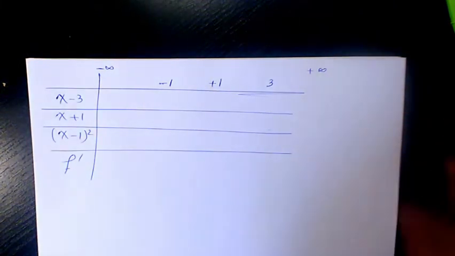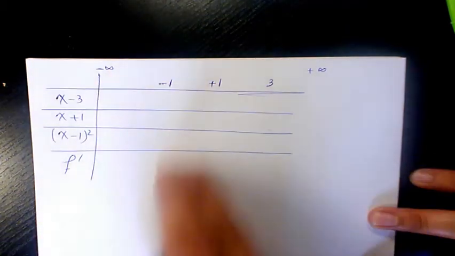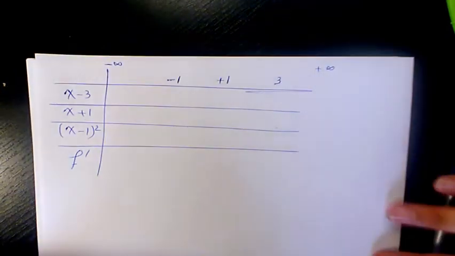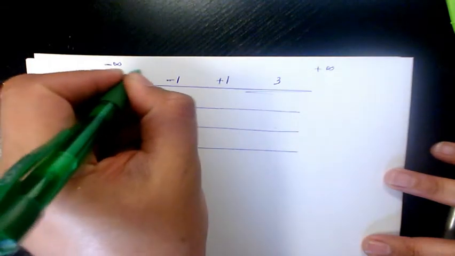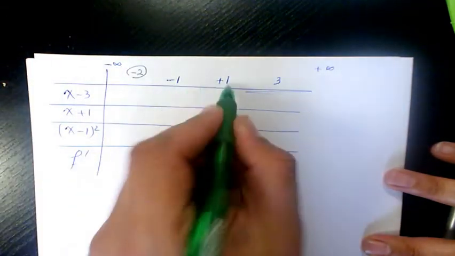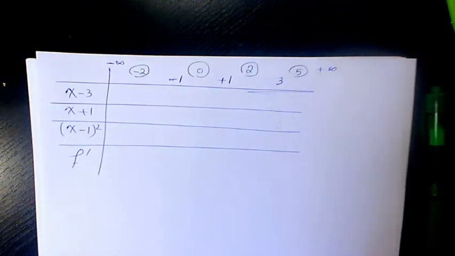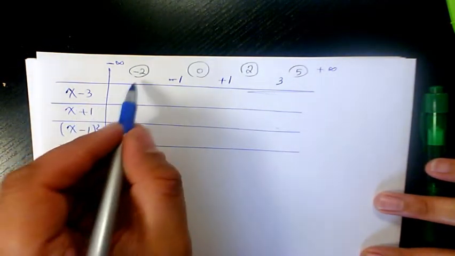For each region, we want to find out if f prime is positive or negative. We know for each region it doesn't change. It's going to be the same for the whole region. Now for simplicity, for negative infinity to negative 1, I'm going to assume a number, negative 2. From negative 1 to 1, 0. 1 to 3, let's choose 2. And from 3 to infinity, let's choose 5. And then we find out the sign in each region.